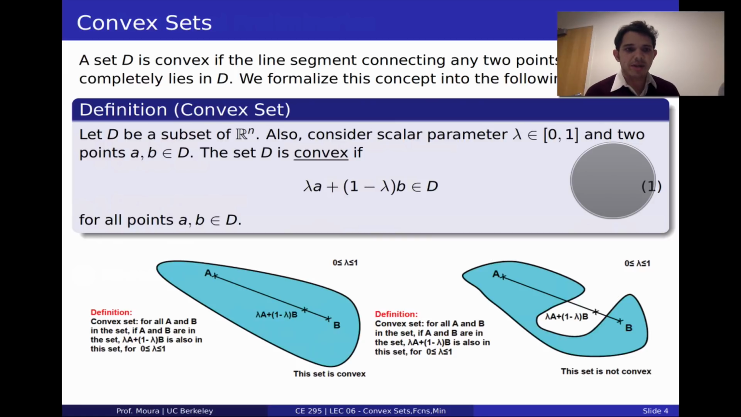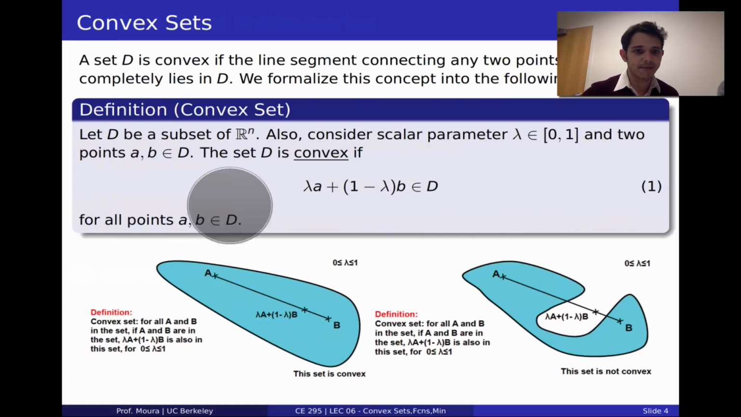Now on this slide, I'm going to present what we discussed in class last Wednesday, and that is the definition of a convex set. We say that a set denoted by D is convex if a line segment connecting any 2 points in D completely lies in D. And that's formalized into this definition here. So we imagine that D is some subset of Rn. By the way, D could be all of Rn.